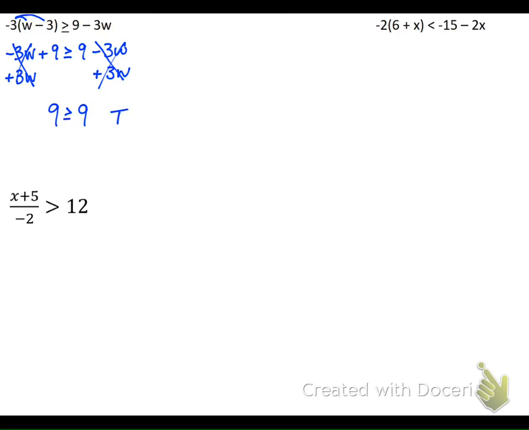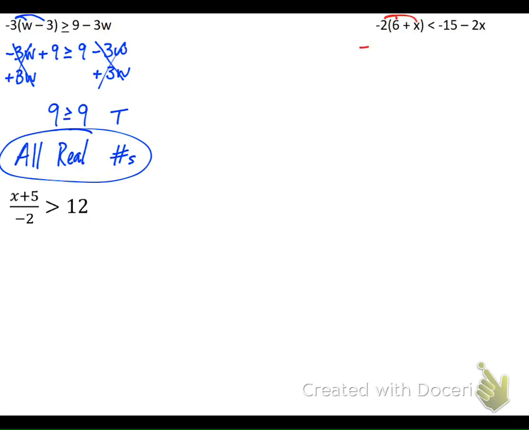So I know that this is infinite solutions, or all real numbers. Anything that I plug in for w will always give me something that is true. All real numbers is kind of like infinite solutions. Whatever I plug in will be correct. And the other one, again, do the same thing.